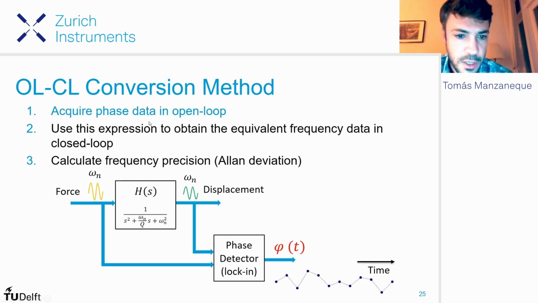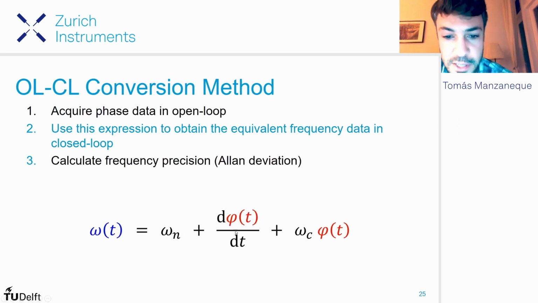So first, what we do is to interrogate the resonator in open loop. So as I said, this is very simple. We don't need to implement any closed loop, any feedback. And then we use our lock-in to obtain the phase over time. And then in the second step, we can translate these phase perturbations in open loop to the equivalent frequency perturbations in closed loop by just this expression.